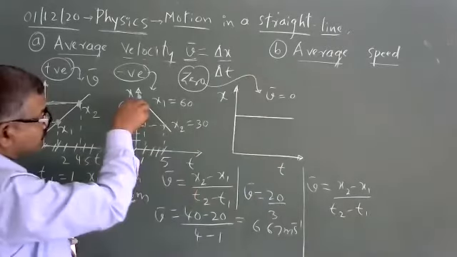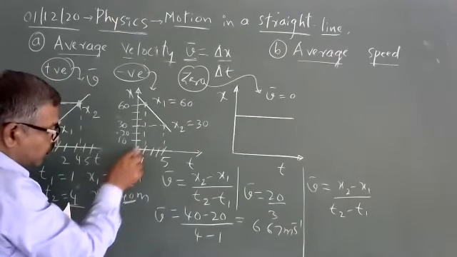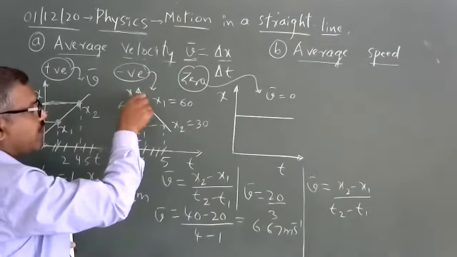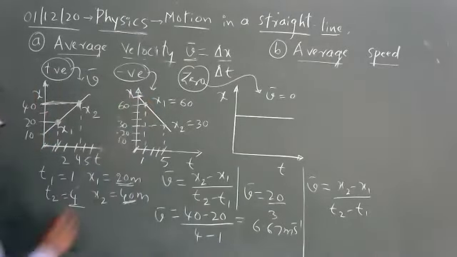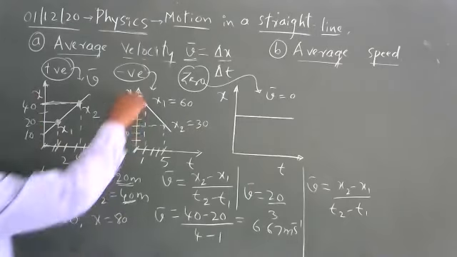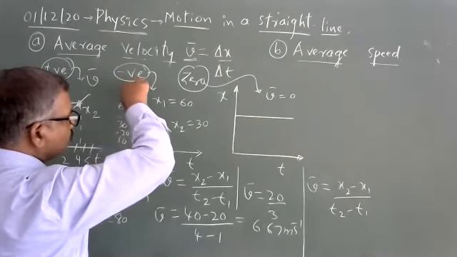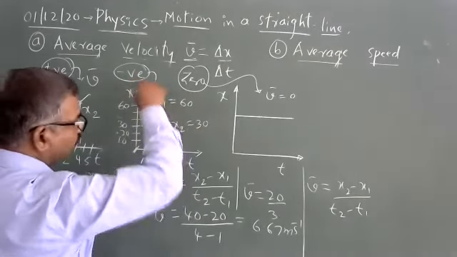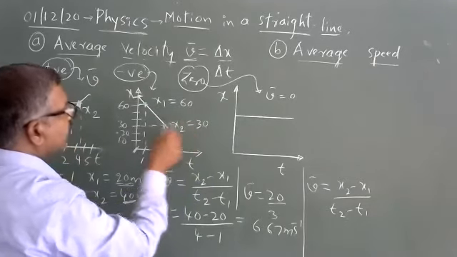The car starts at the origin at t equal to 0. The car is located at 80. Let me take this example. At t equal to 0, x was at 80, meaning the car was far away. So it starts changing in the opposite direction, in a negative direction. That's why displacement is negative.